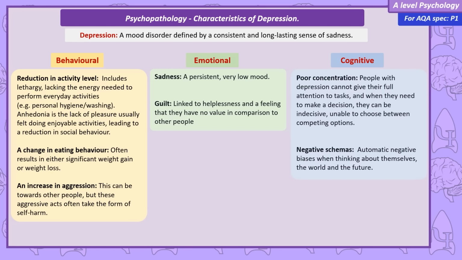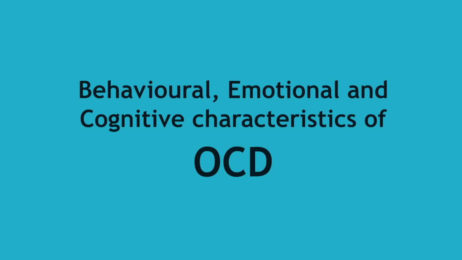Cognitive features might include poor concentration. People with depression are not able to give their full attention to tasks, and when they need to make a decision, they're indecisive or unable to choose between competing options. People with depression will also have negative schemas. I'll go into these in much more detail in the depression video, but simply these are automatic negative biases when thinking about themselves, the world, and the future.